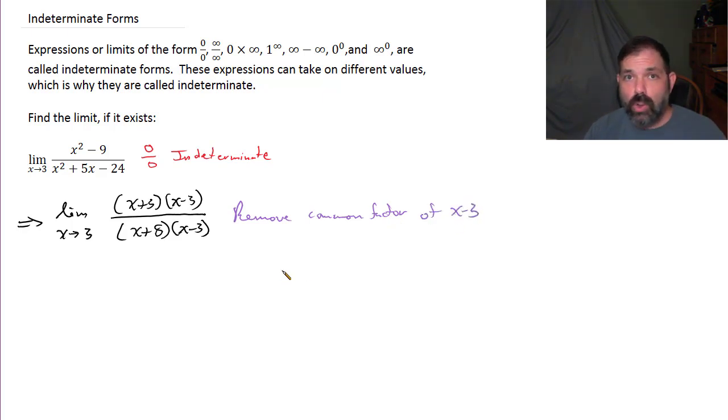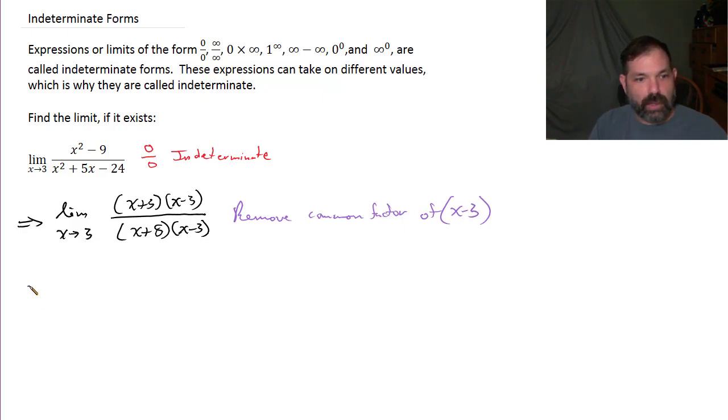and this is a legal move. We're allowed to do this since x is not equal to 3, it's only close to 3. We're evaluating a limit. Really what's happening is we're only letting x get close to 3 and seeing what happens. We're never actually letting x equal exactly 3 when we're doing a limit process. We're letting it get very close to. We're going to remove the common factor of x minus 3.